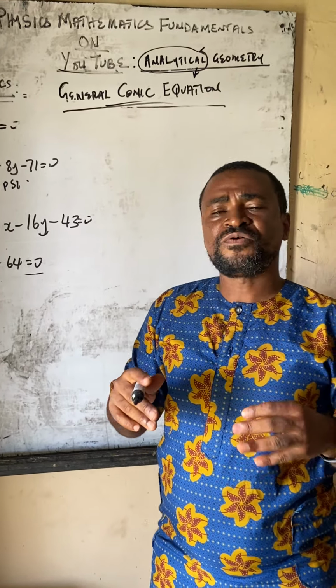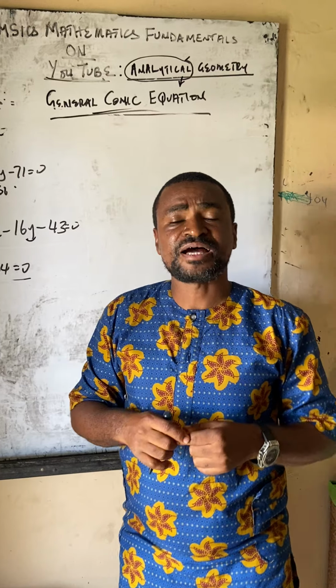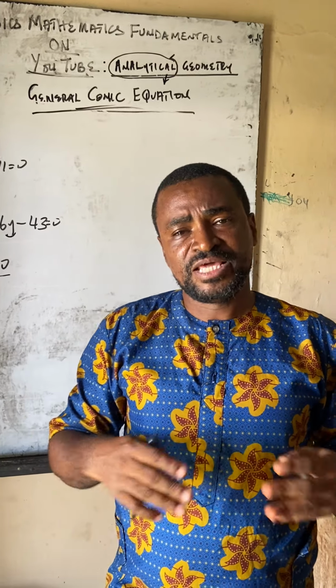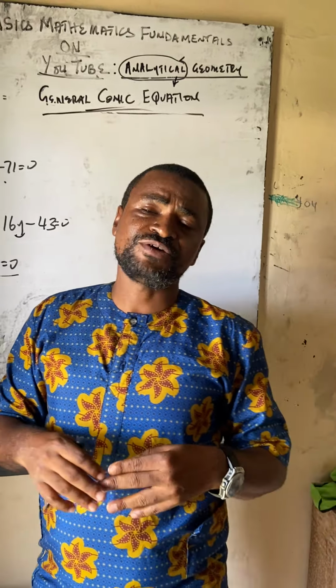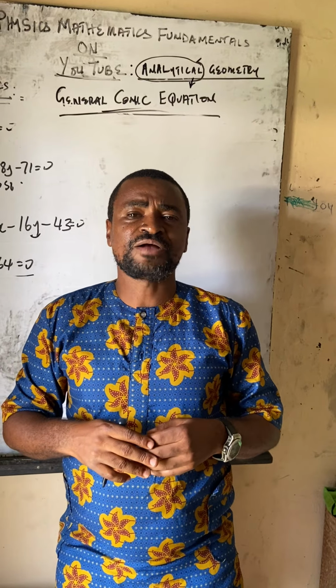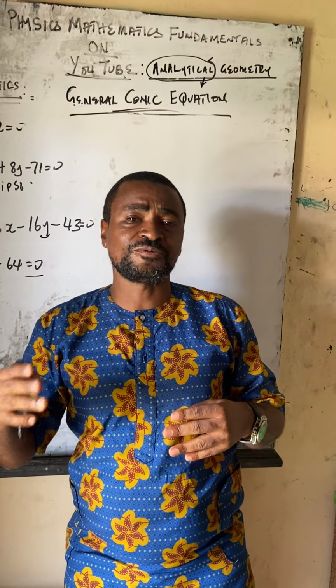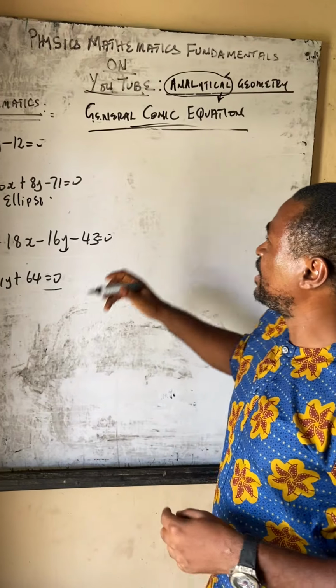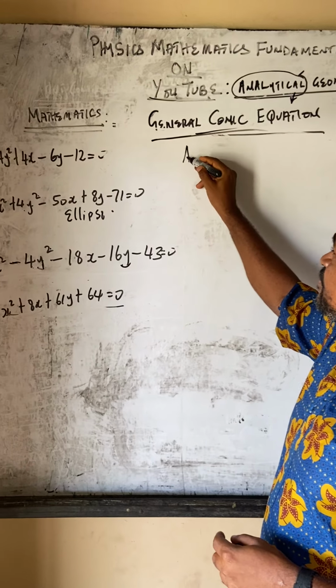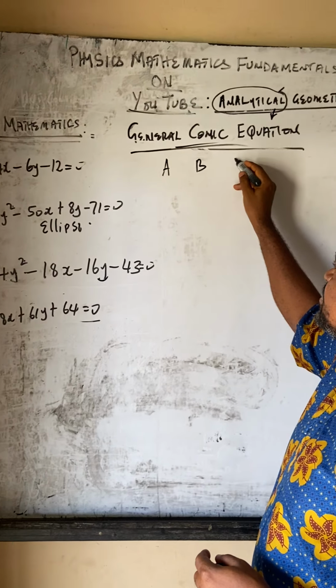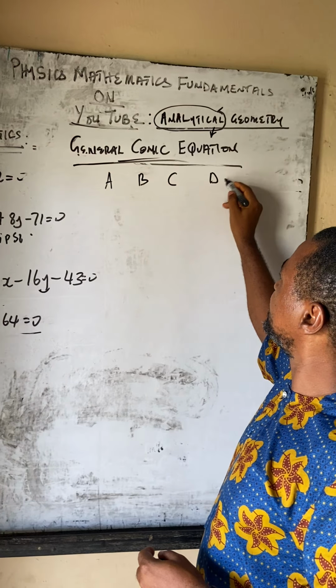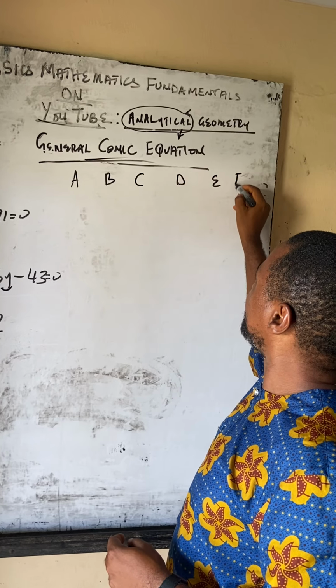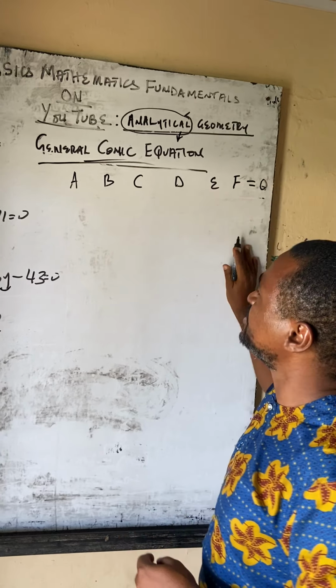Now, all of us can recite alphabets A, B, C, D. So for the general equation of a conic section, we are going to start from A, we are going to stop at F. Let's start together. Capital letter A, followed by B, followed by C, D, then I have E and F. Then we equate everything to 0.